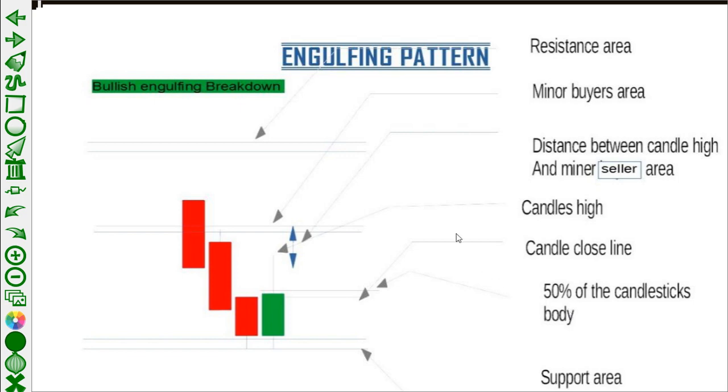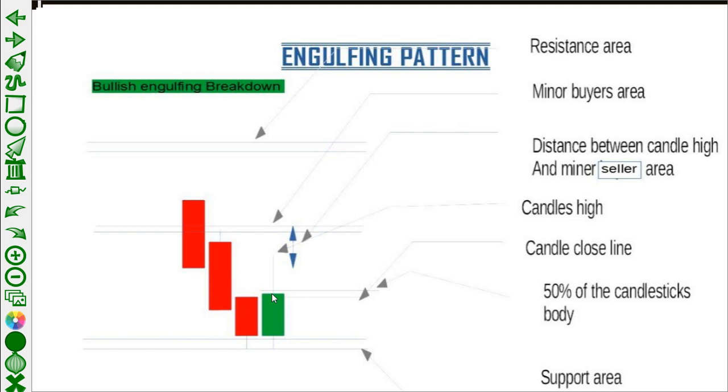As you can see in the image, this is the resistance area, or you can consider this as a seller's area, and this is the minor bias area, and this is the bias area, right? And here we are seeing three red candles, and after the three red candles we found a green candle sharing the same low, and we are assuming that it has an engulfing pattern.